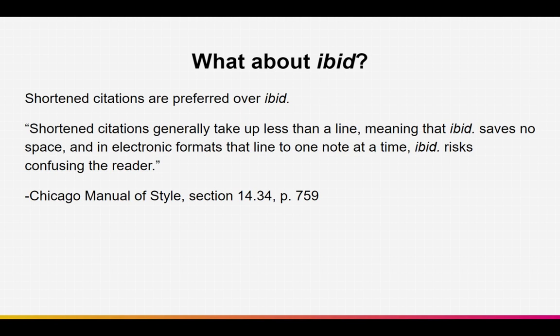Plus, many shortened citations are only one line anyway, so using ibid doesn't save that much space in the long run. Now, your lecturer might be okay with ibid, in which case, great. But the official Chicago stance is to use shortened citations rather than ibid.